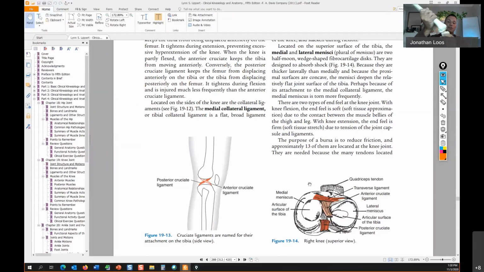The ACL gets put under tension and it pulls the femur forward and keeps it forward. Same thing with extension. As I come up, it wants to move forward, but the PCL is pulling on the femur this way, and it's pulling it back into that position.